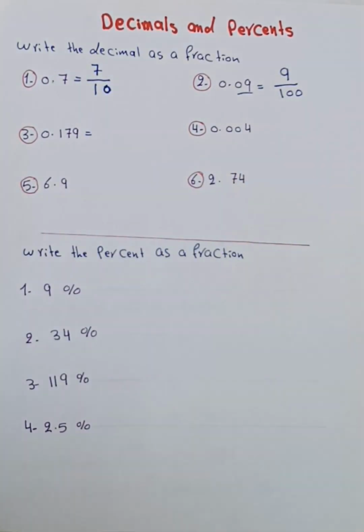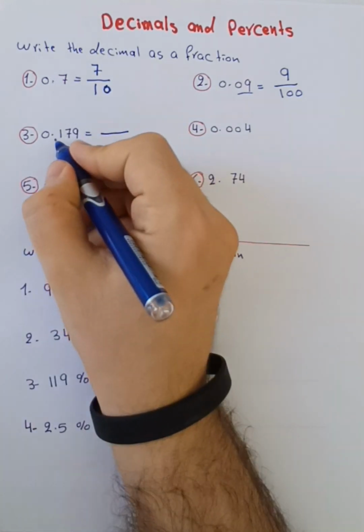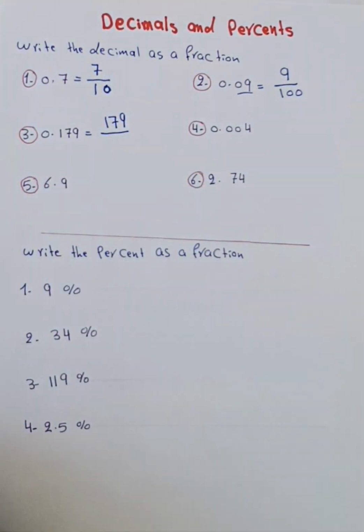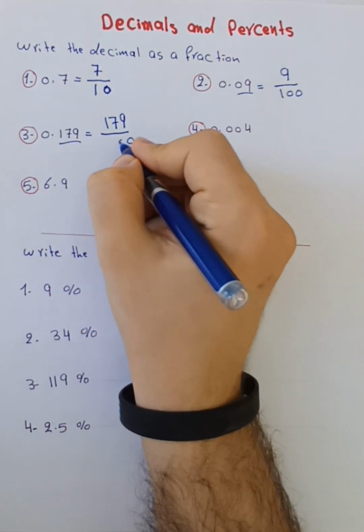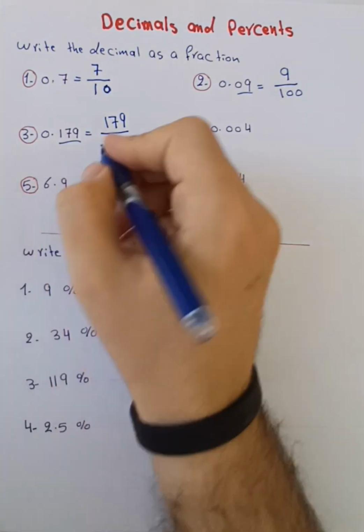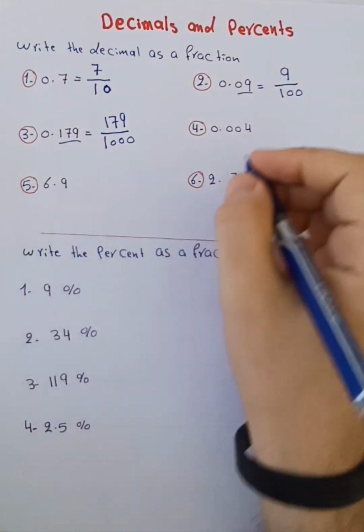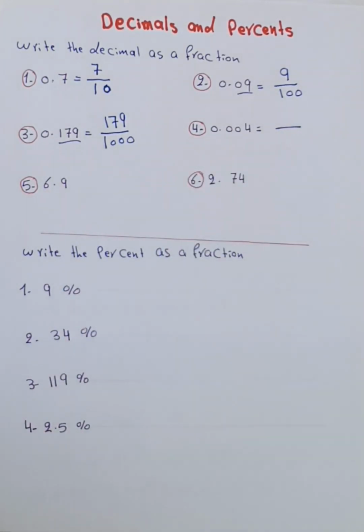Example number 3, we have 0.179. Draw a line, and after the point we have 179, and for the denominator after the point you have three numbers. You have to write 3 zeros with 1, so equal to 179 out of 1000.